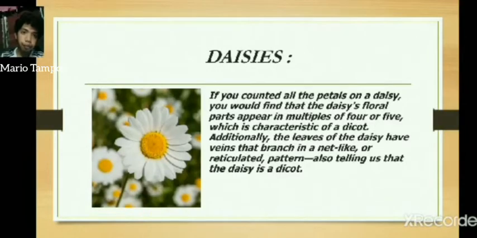Daisies. If you counted all the petals of the daisy, you would find that the daisy's floral parts appear in multiples of 4 or 5, which is characteristic of dicots. Additionally, the leaves of the daisy have veins that branch in a net-like or reticulated pattern, also telling us that the daisy is a dicot.